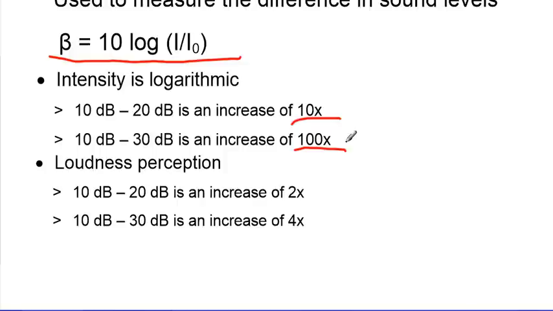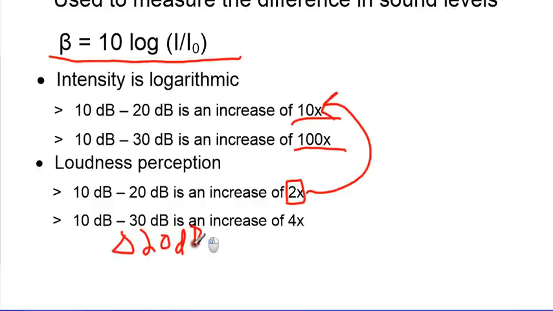The thing about our hearing and our loudness perception is that our hearing is logarithmic. And by that I mean, if we have a decibel change of 10 to 20, so a 10 decibel difference, we only perceive that to be twice as loud. The actual intensity difference is 10 times, and this is why we use the decibel scale. Intensity increases by 10 times, but we perceive it to have only doubled. A 10 to 30 decibel increase, so this would be a change of 20 decibels, we perceive to be 4 times louder.